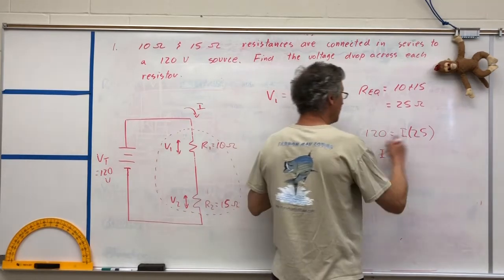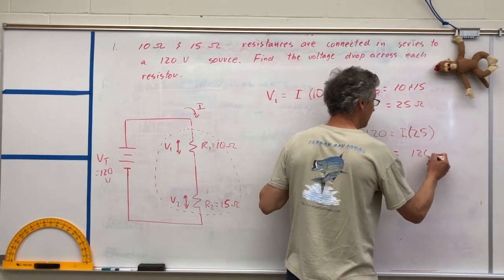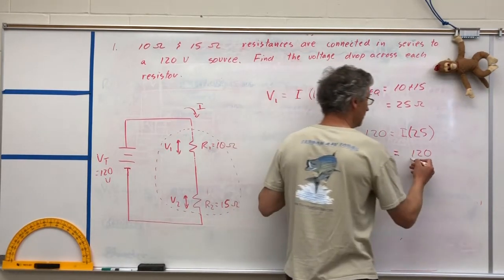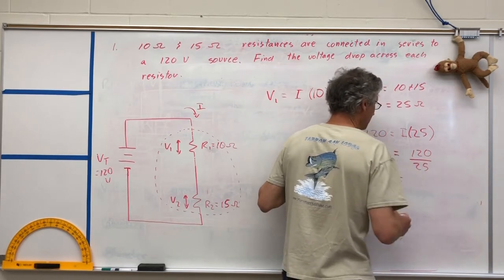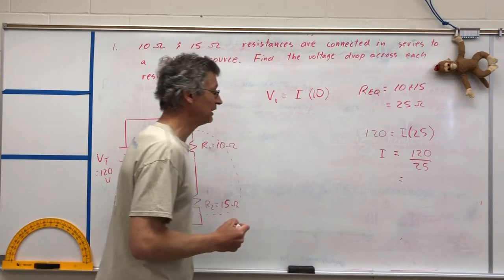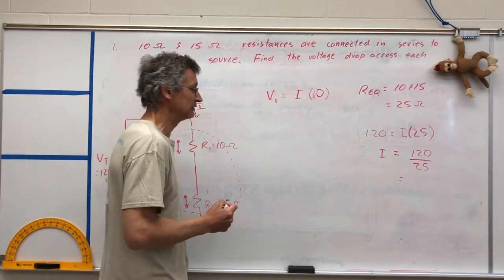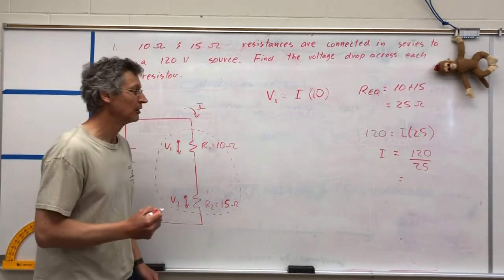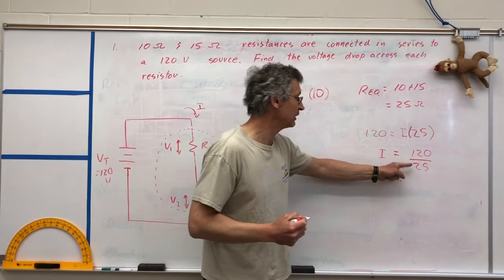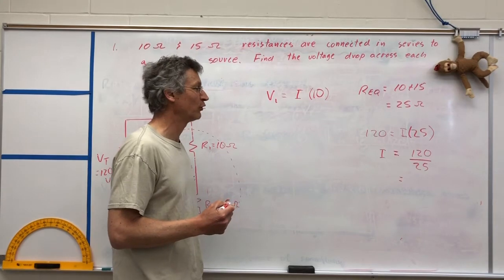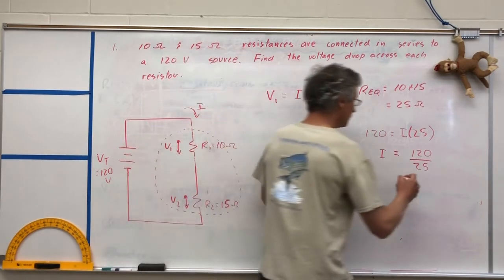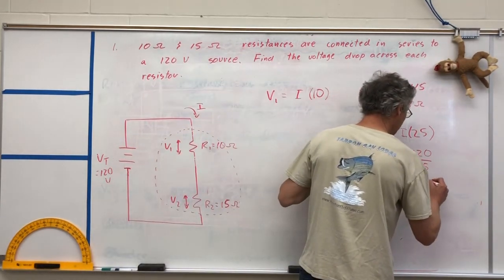The 25 goes across to the other side and goes downstairs. So that's going to be 120 divided by 25, that's like 4 and 20 left over, so 4 and 20 25ths, that's going to be 4.8 amps.